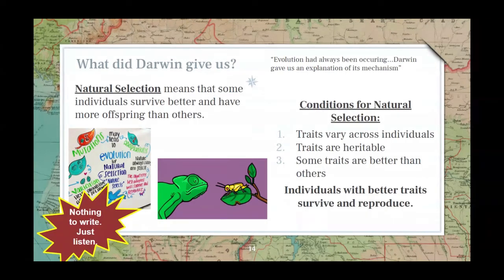For example, take a look at this lizard and this yellow grasshopper. A yellow grasshopper, obviously easier to spot, which means it's going to die more quickly than, let's say, a green grasshopper. So that variation of color is important in being able to camouflage that organism and allow it to survive longer.